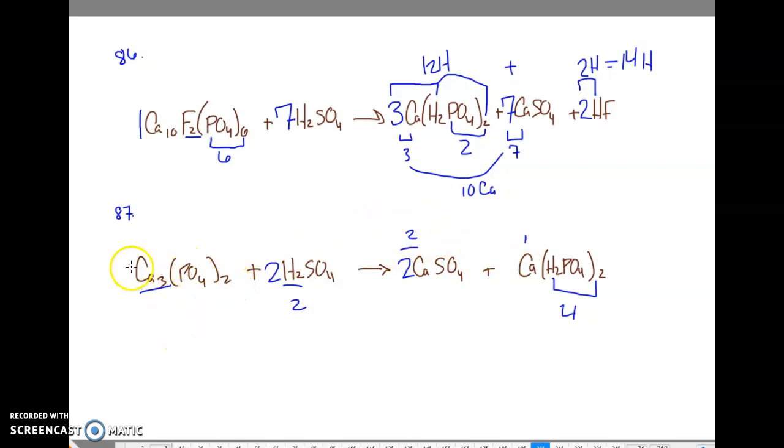Phosphates are still good, so that would be it. Actually, that one is much easier than I thought it would be. 1, 2, 2, 1. Hope that helps.